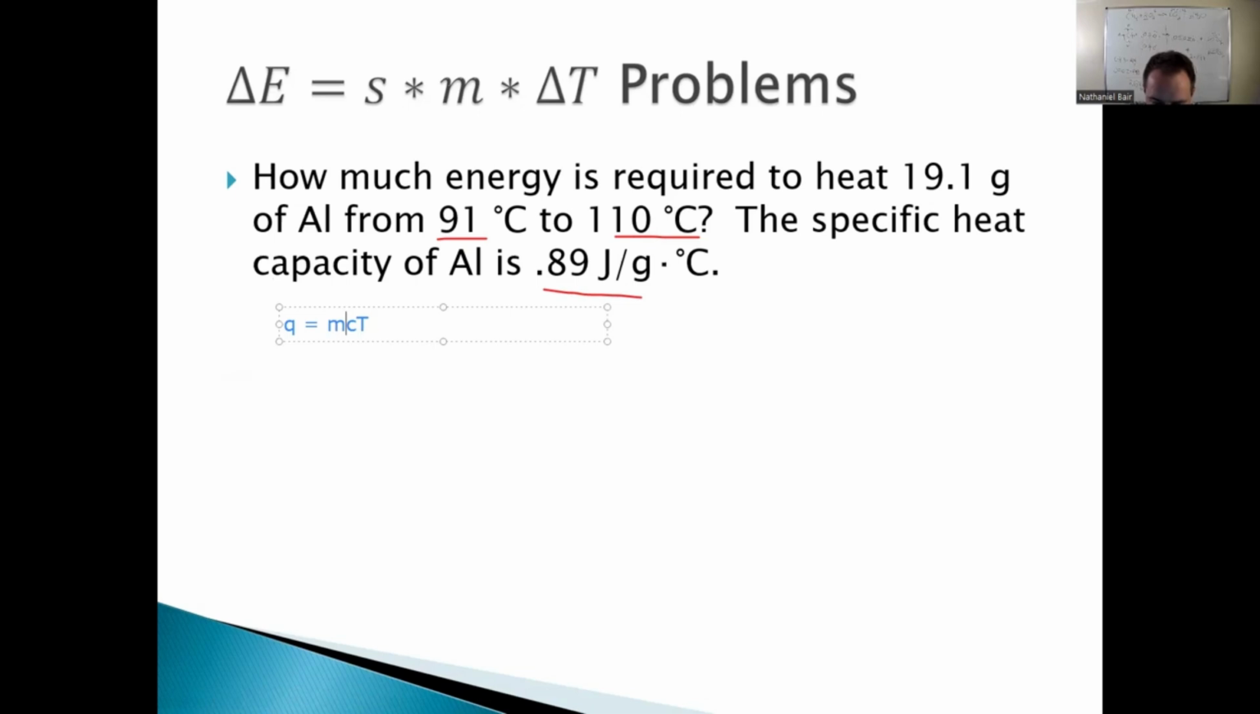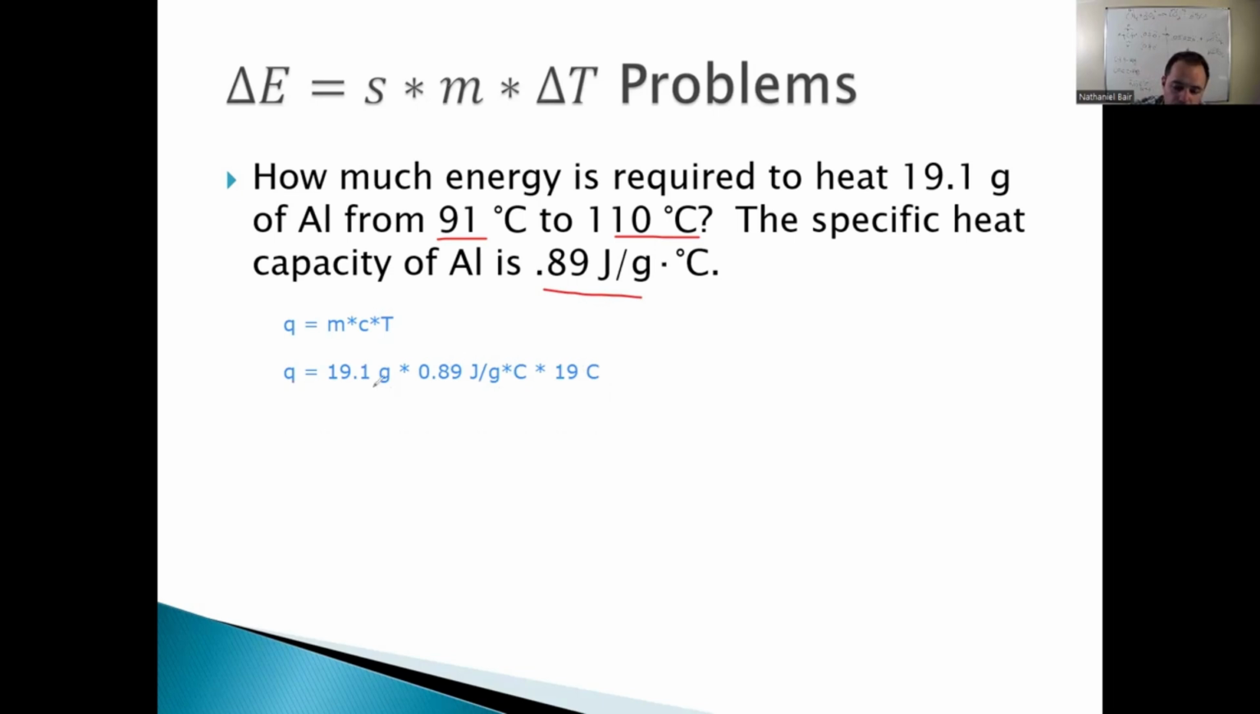I'll put the units in there. And I don't have the delta symbol on hand, so we're just going to do a T for change in temp. So the amount of heat energy is going to be equal to the mass, 19.1 grams, times the specific heat capacity, 0.89 joules per gram times degrees C, times the change in temperature. We're going from 91 to 110. That's a 19 degrees Celsius temp change.